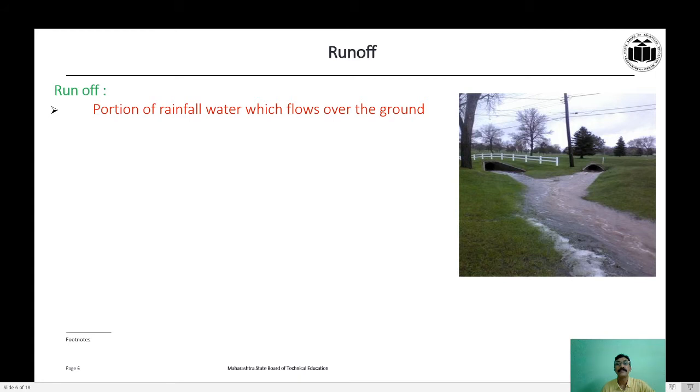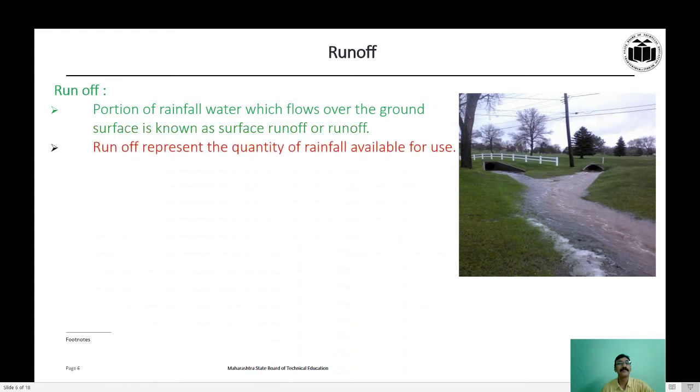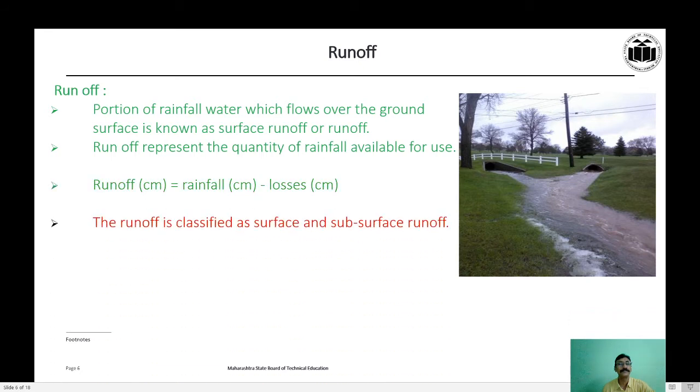In rainy season, when water flows over the ground surface, it is known as surface runoff or runoff. Runoff represents the quantity of rainfall available for use. Therefore, the equation of runoff becomes: runoff in centimeter is equal to rainfall in centimeter minus losses in centimeter.